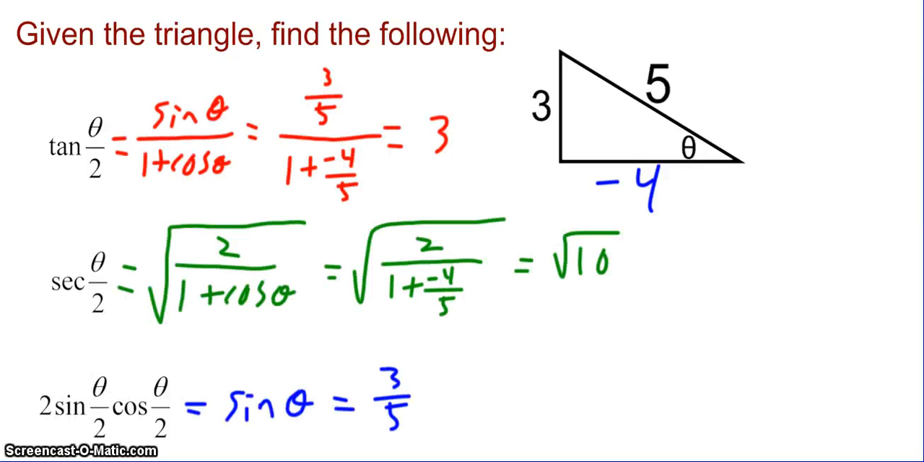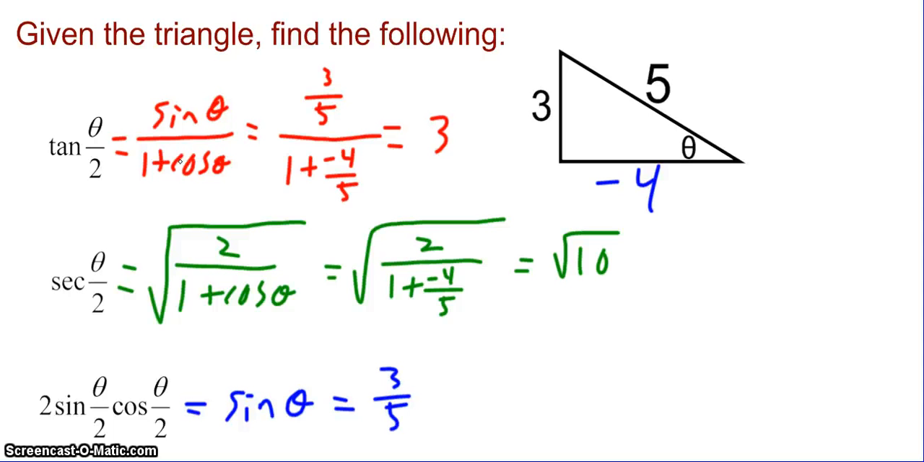Okay, so for tangent of theta over 2, I chose to use the sine theta over 1 plus cosine theta. You could have used 1 minus cosine theta over sine theta, or you could do the plus or minus square root of 1 minus cosine theta over 1 plus cosine theta.